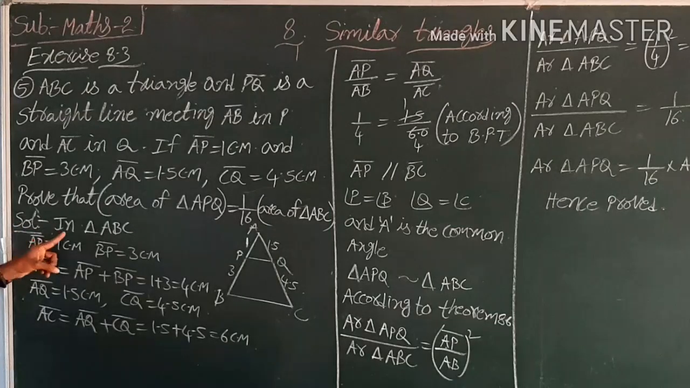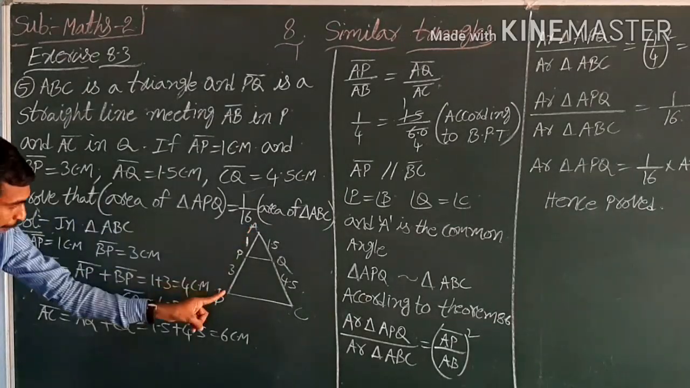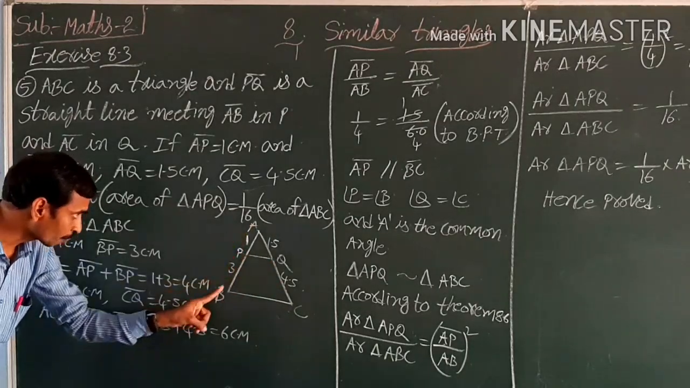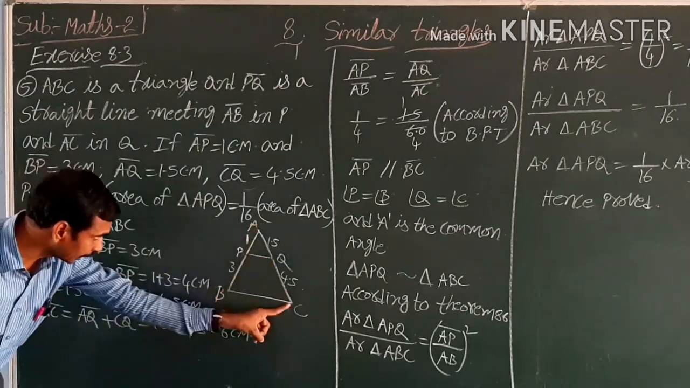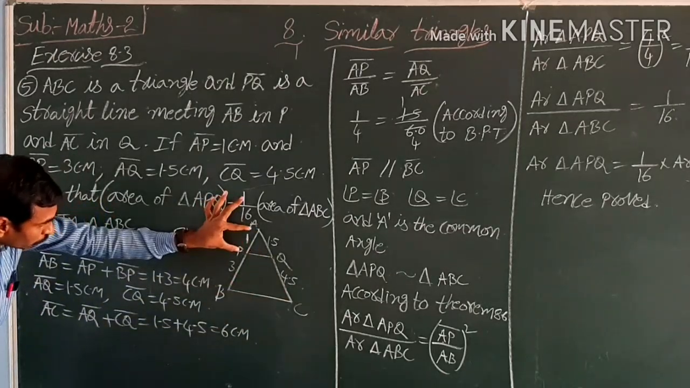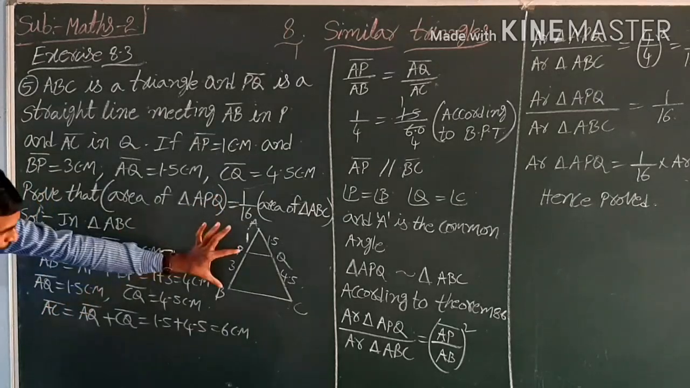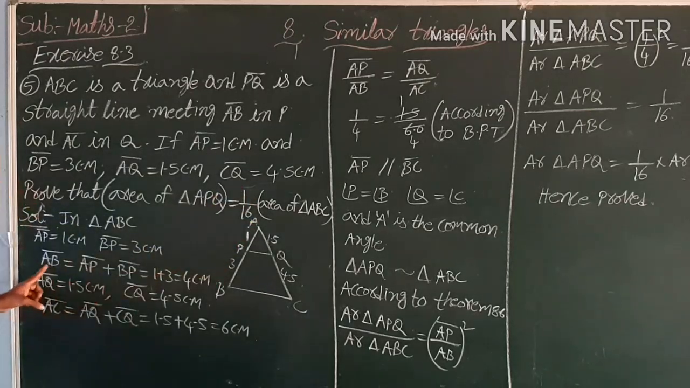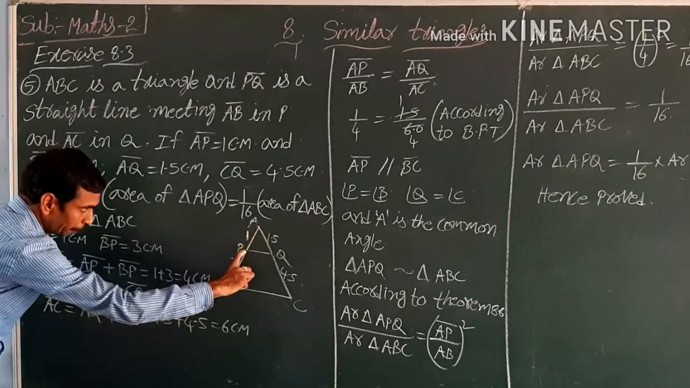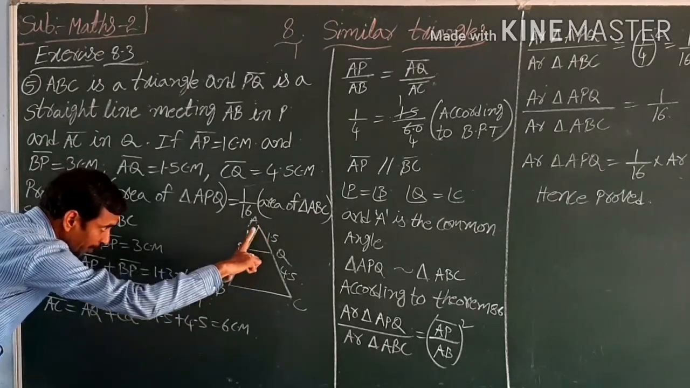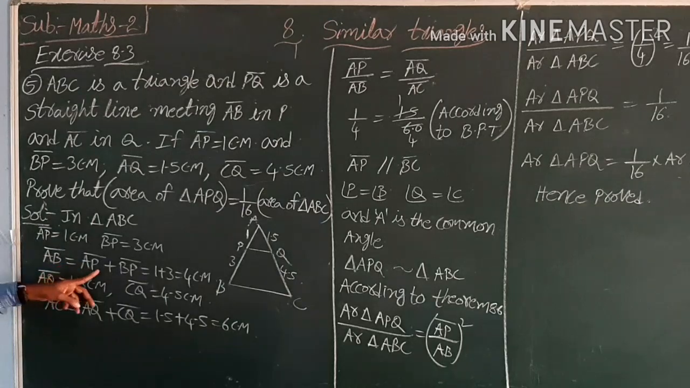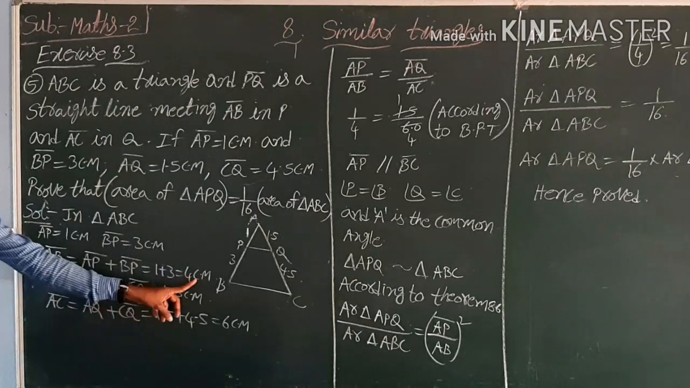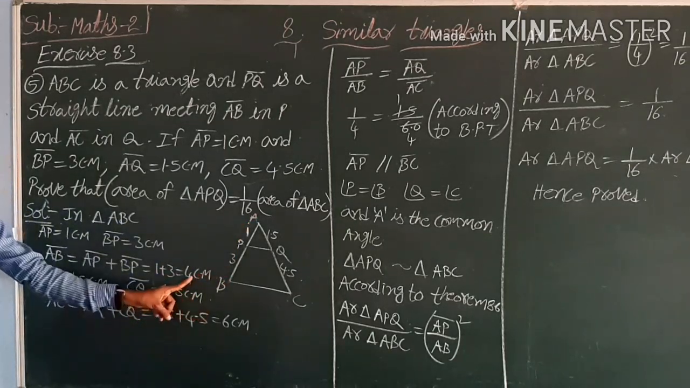Now the solution. In the big triangle ABC, PQ is a line, P meeting AB and the line PQ meeting AC at Q. Here AP is 1 centimeter and BP is 3 centimeters. Using AP and BP we can find AB. AB is equal to AP plus BP, which is 1 plus 3, 4 centimeters. Total AB will become 4 centimeters.